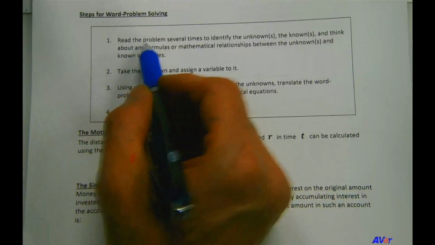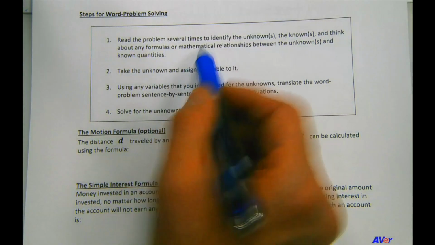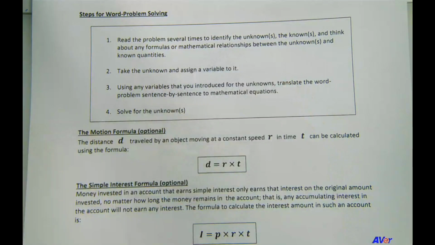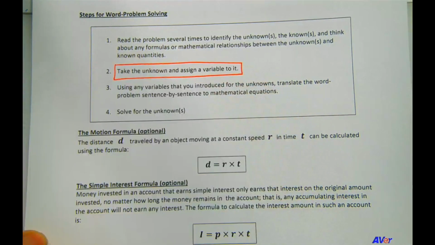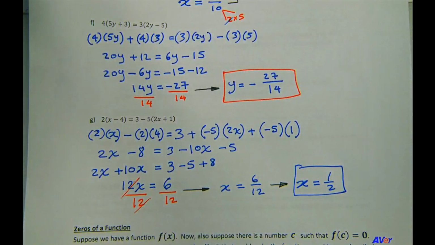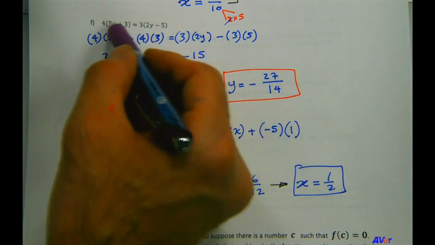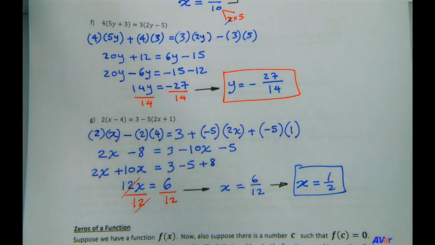In the first step, you get a feel for what's known and what is being asked about, right? So take the unknown and assign a variable to it. This is a very, very important step. Why am I saying this and why am I boxing it? Here is why. See, in these problems that we just did, the variables were given to us. The y is given to us. The x is given to us, right? The equation is given to us.